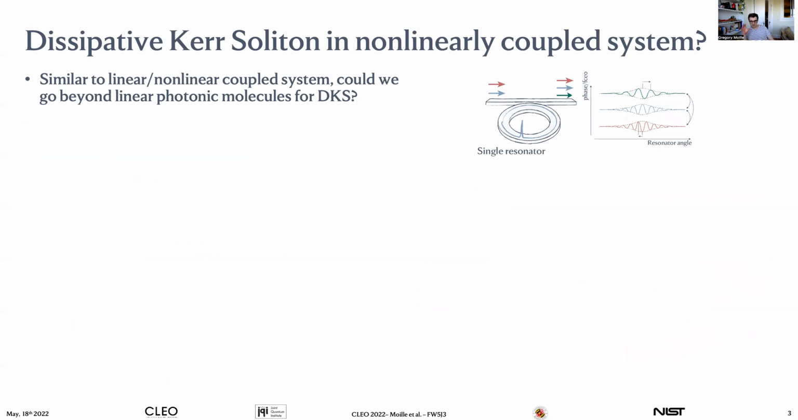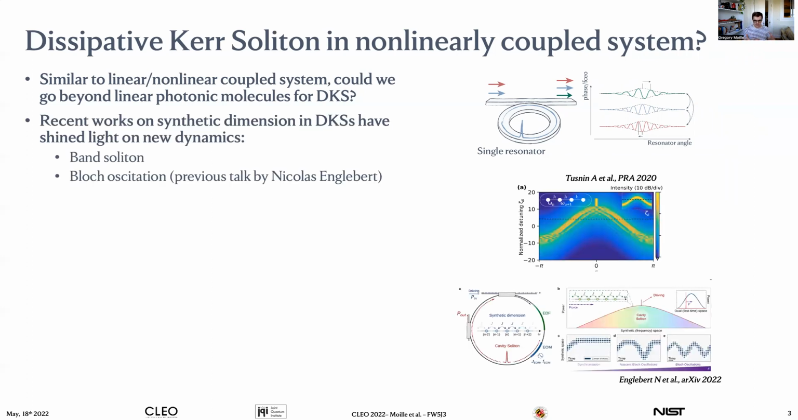So can you nonlinearly couple dissipative Kerr solitons? And could you go beyond the limitation of linear photonic molecules? For that, you take one resonator, you multi-pump it, and you can create coupling between the different wave packets. So instead of having one soliton, you could have multiple solitons and couple them together. And that has been recently studied in some very interesting work.